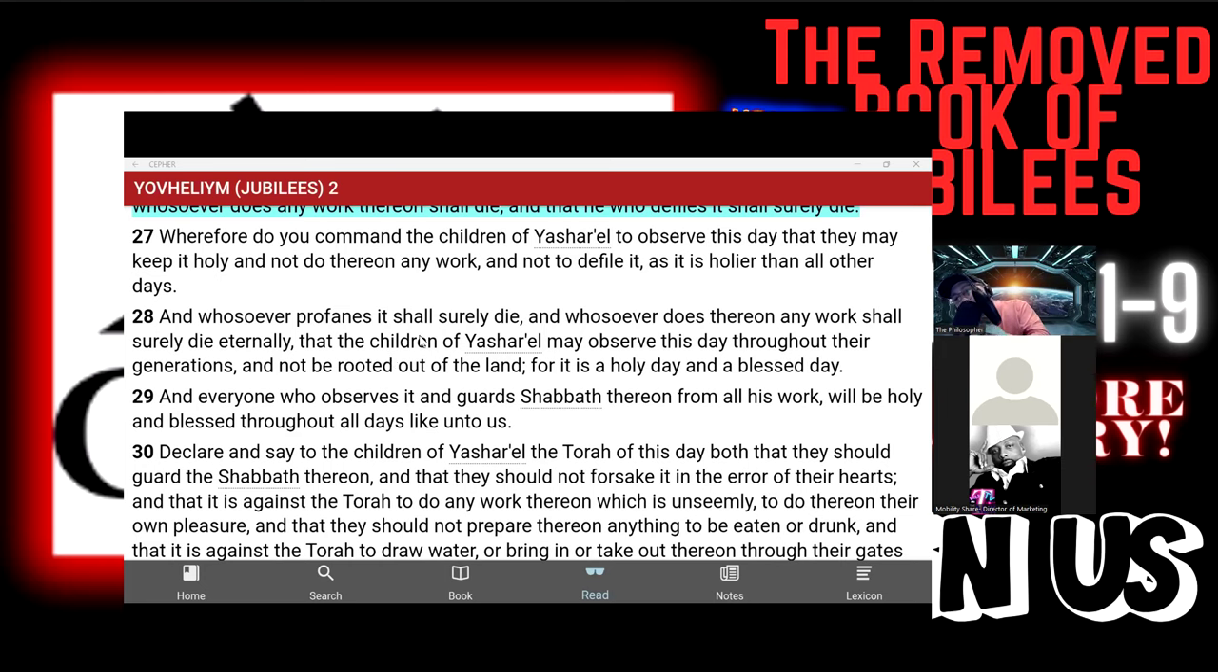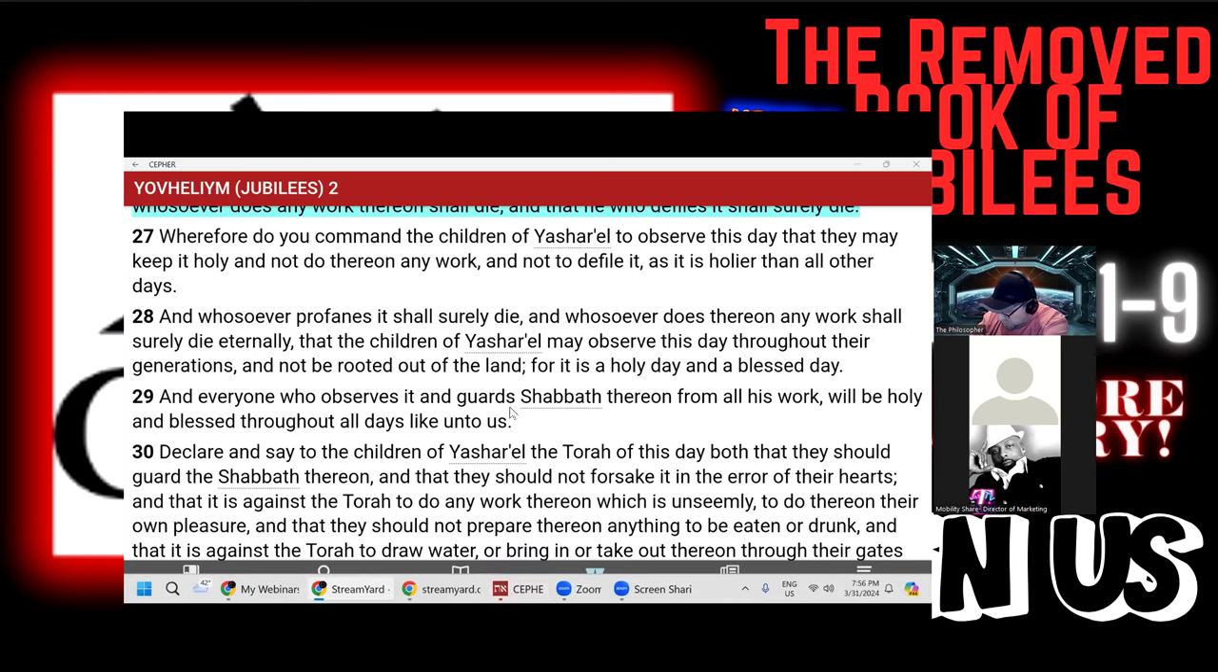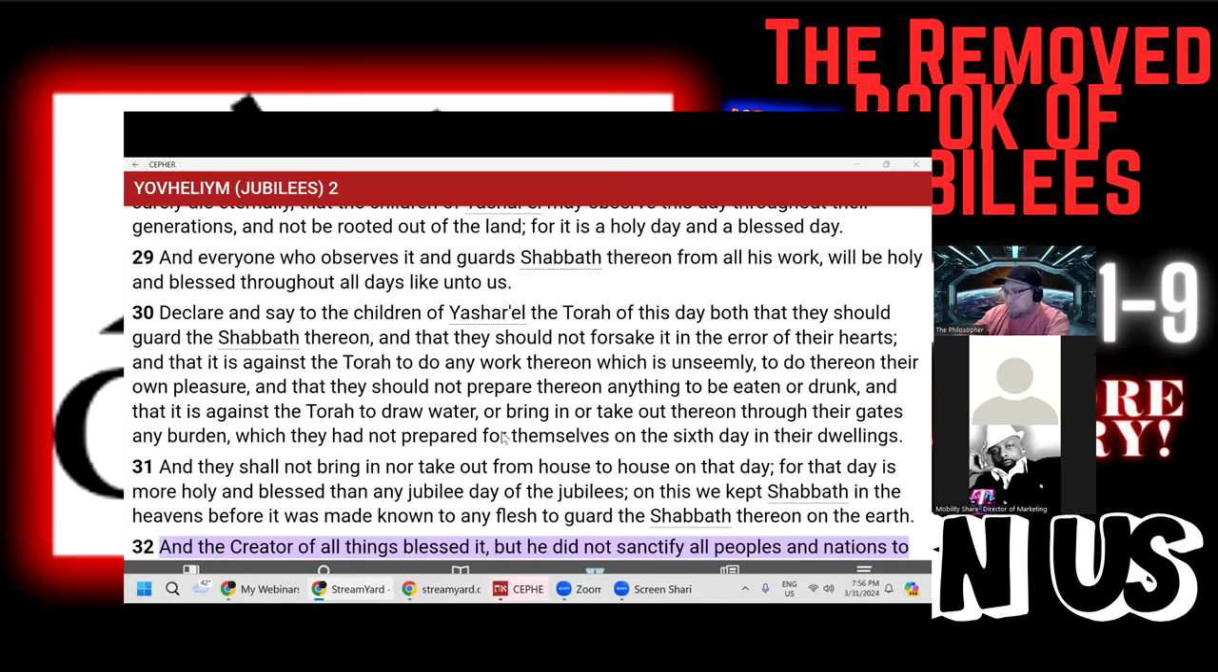All right, verse 29. And everyone who observes it and guards the Sabbath thereon from all his work will be holy and blessed throughout all his days, like unto us. Declare and say to the children of Israel, the Torah of this day, both that they should guard the Sabbath thereon, and that they should not forsake it in error of their hearts, and that it is against the Torah to do any work thereon, which is unseemly.